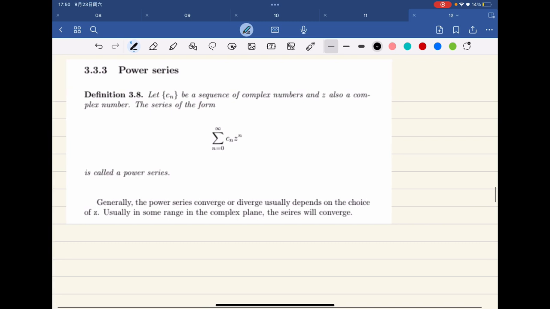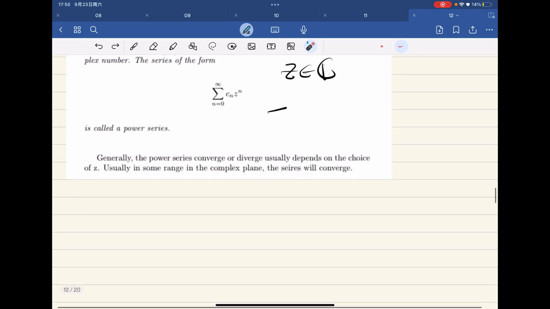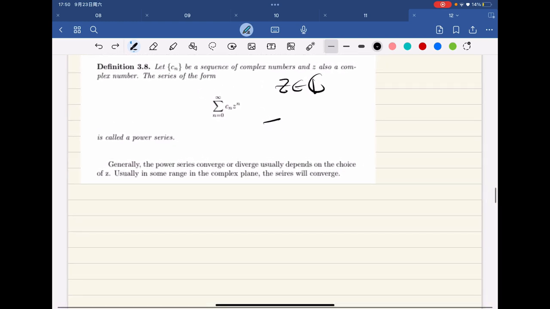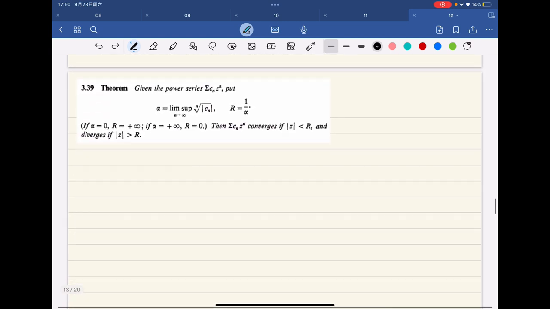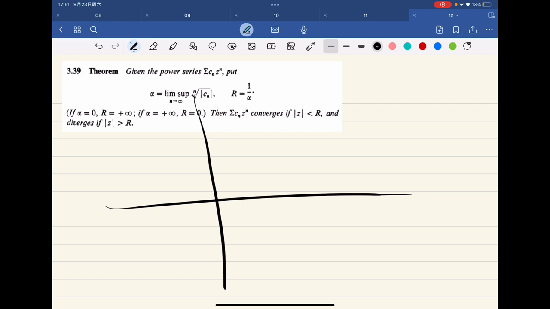And now, with that being said, we can study power series. So the coefficient is a sequence of complex numbers, and z is a complex number, and this series is a power series, right? So generally, the convergence or divergence of the power series usually depends on your choice of z, usually in some range in the complex plane. And now here's the theorem. If we let alpha equal the limsup of the nth root of c n, and let R, the radius of convergence, be equal to 1 over alpha, right?